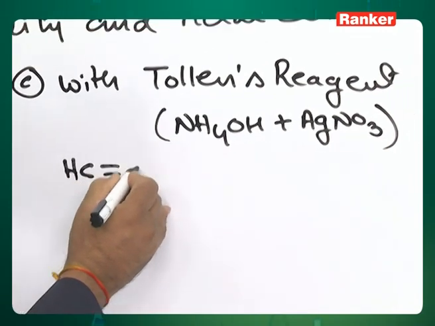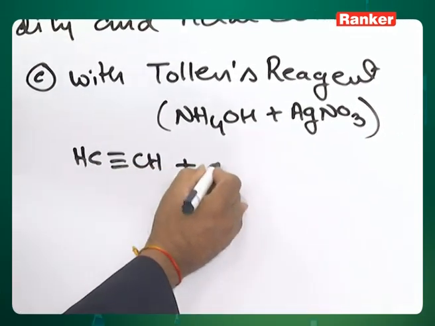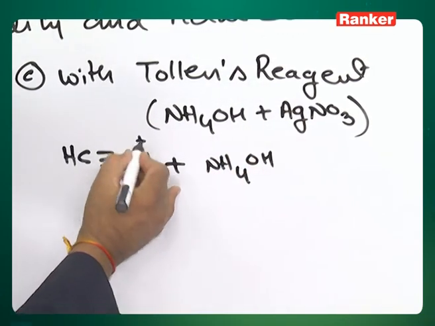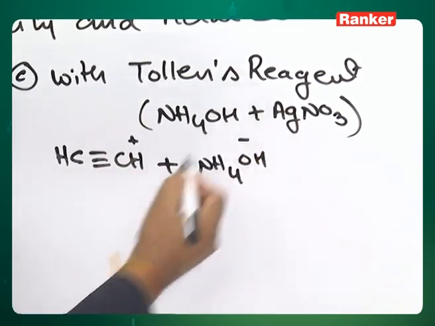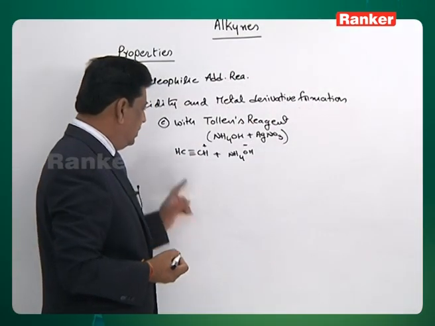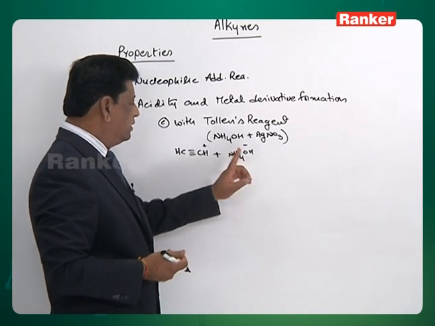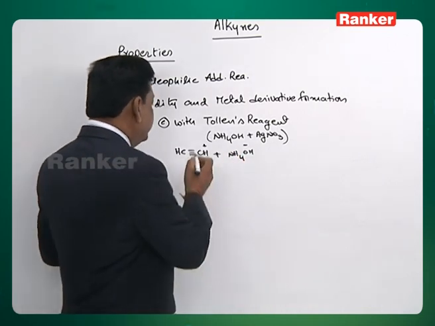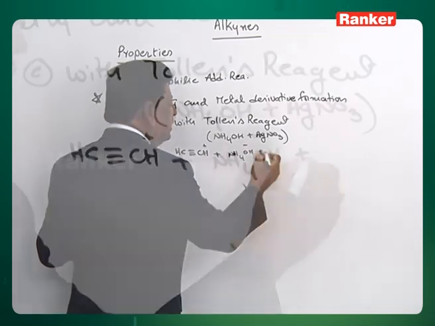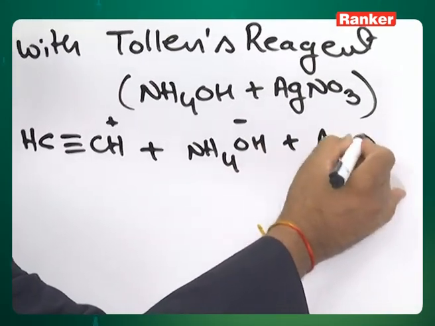So acetylene reacts with ammonium hydroxide. The skeleton reaction is here, the H plus of this reacting with the OH of this one forming water. It is a neutralization, ammonium hydroxide OH and this one. However, in the place of H plus, it's not NH4 plus, but the silver is going to come.